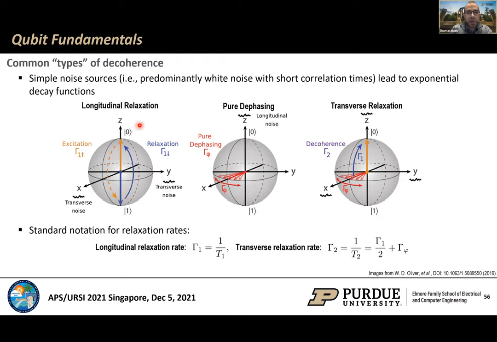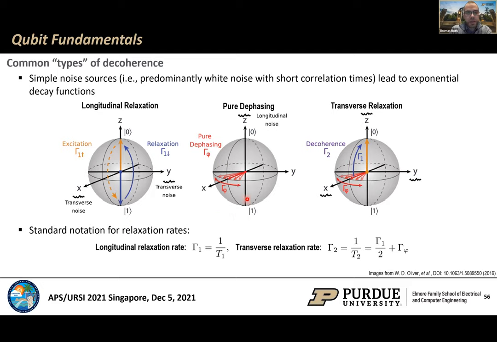So that's longitudinal relaxation. Again, the standard notation that you'll typically hear is that the rate is called gamma one, and the inverse of it would be the T1 time. That's the amount of time that it takes for that decay to happen, like a 1/e type decay.